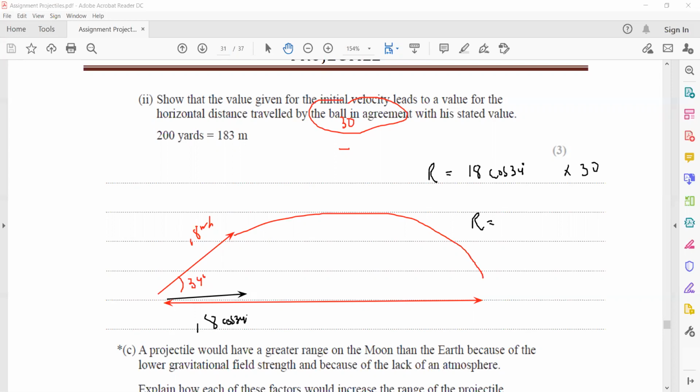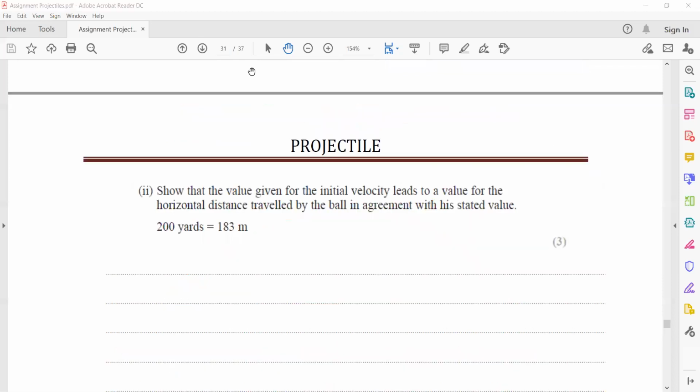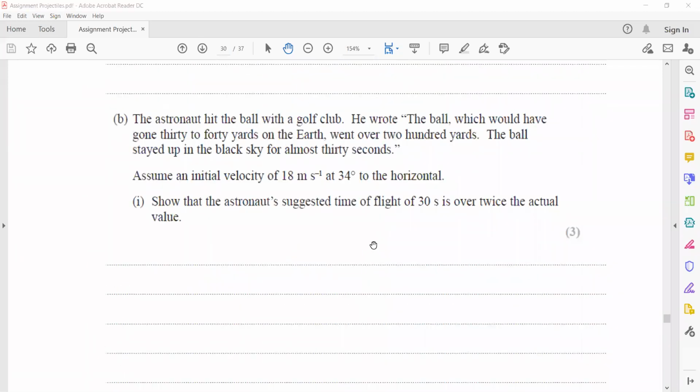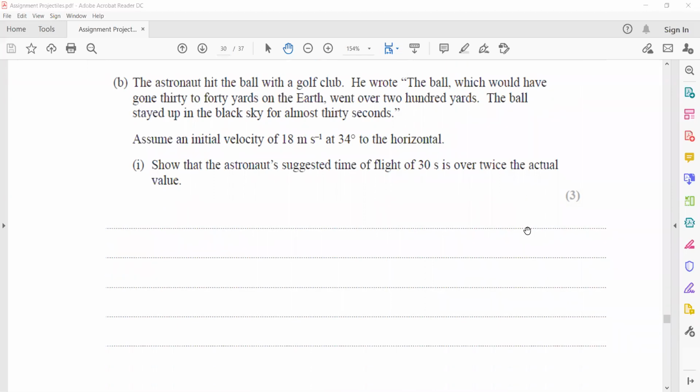When you multiply this, so 18 cos 34 multiplied by time, for 447, the time interval shows the time for the flight of 30 seconds is over twice the actual value.